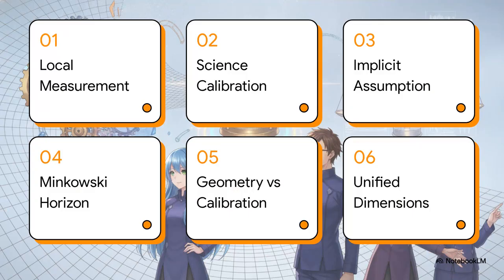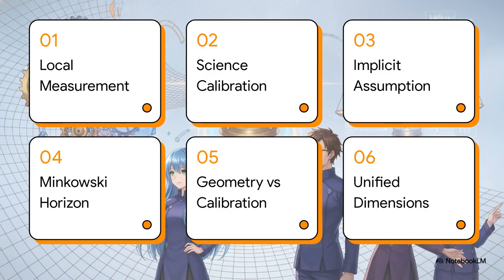Here's how we're going to break this down today. We'll start with the problem of local measurement, then look at why science absolutely requires calibration. From there, we'll uncover relativity's hidden implicit assumption, explain the Minkowski Horizon, distinguish between geometry and universal calibration, and finally, see how this all fits into the broader unified dimensions progression.